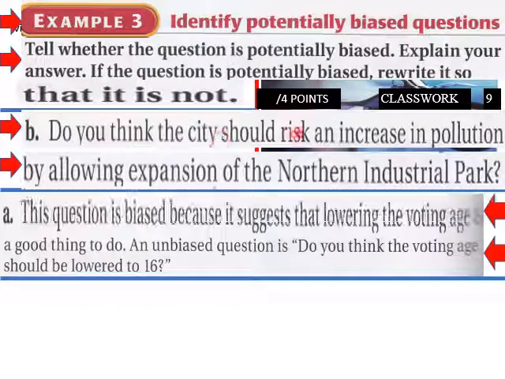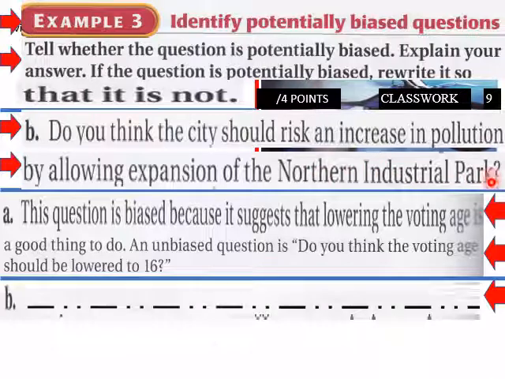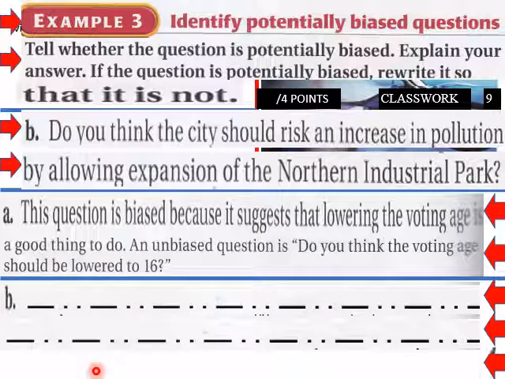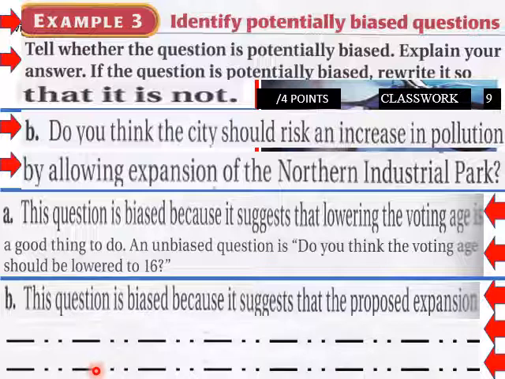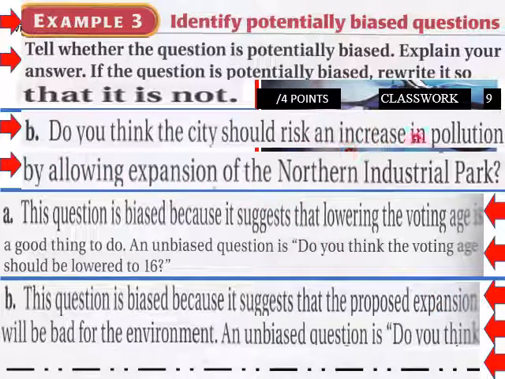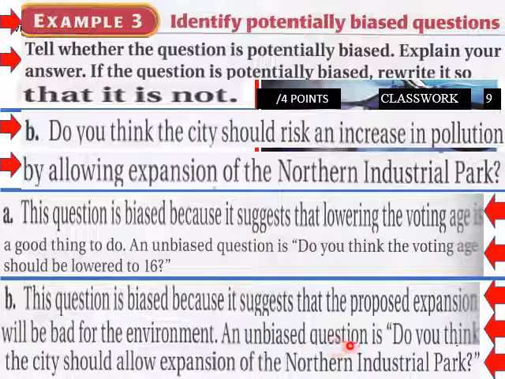Then B: Do you think the city should risk an increase in pollution by allowing expansion of the northern industrial park? This question is biased because it suggests that the proposed expansion, with its increase in pollution, will be bad for the environment. An unbiased question is, do you think the city should allow expansion of the northern industrial park? Because including a reason or an opinion here would bias the question.